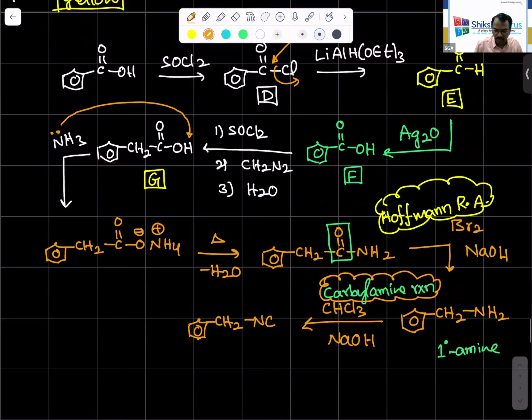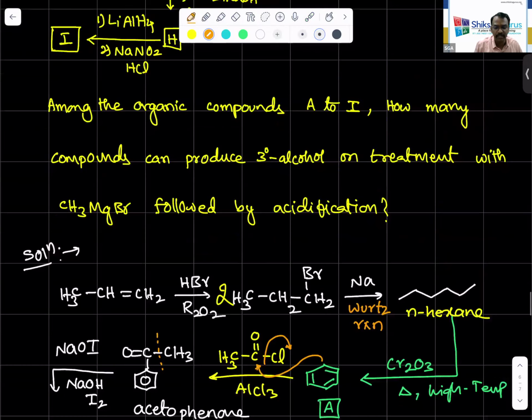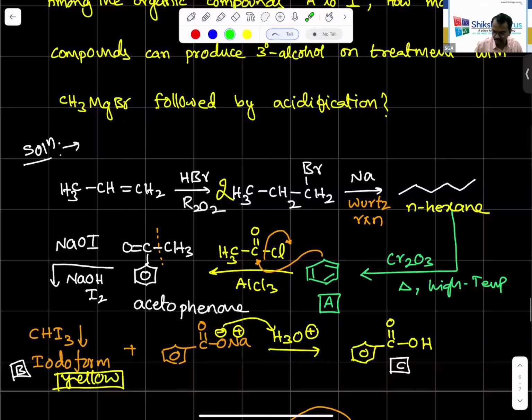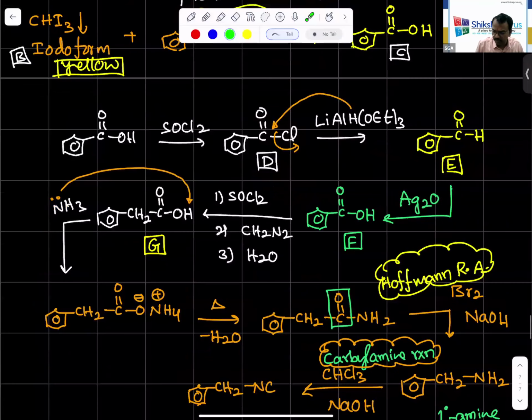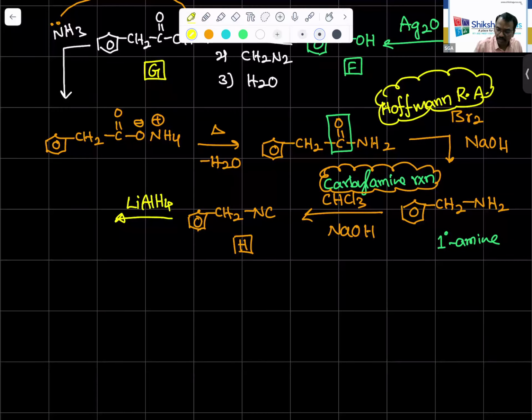Next, here it is compound H. Now this compound H is treated with lithium aluminum hydride followed by NaNO2 and HCl. Now this compound is treated with lithium aluminum hydride. What are the functions of lithium aluminum hydride? It is a reducing agent. It reduces isocyanide to a secondary amine. What will happen?